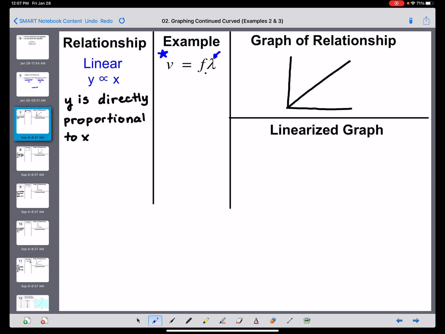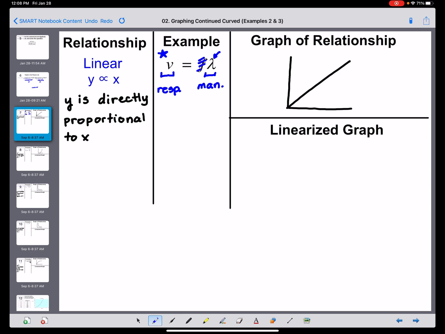Let's say that I decide to change lambda, so lambda is going to be my manipulated variable, and I want to see how the speed changes as a result. So speed is going to be my responding variable. f is going to be a controlled variable. Because f is not changing, I don't care what's happening to it, so we're just going to ignore f. You can pretend like f is not there.